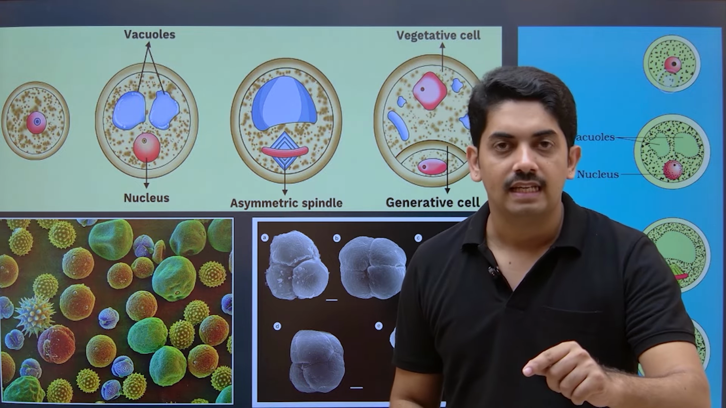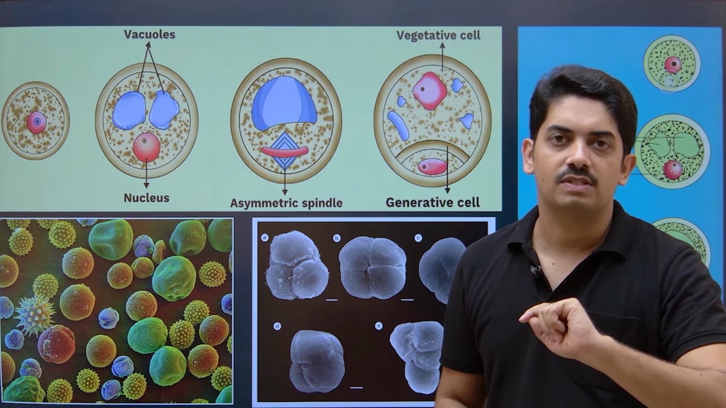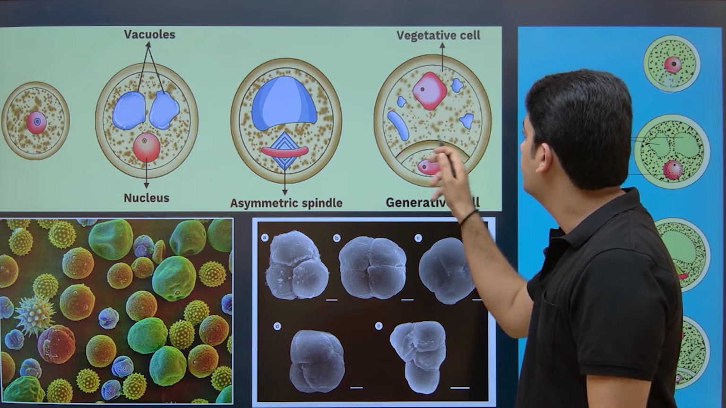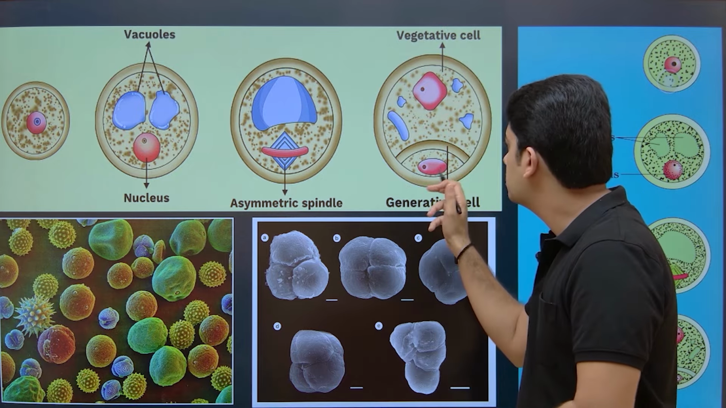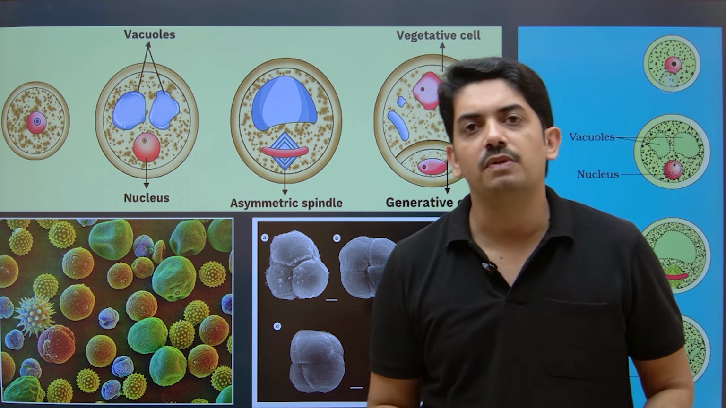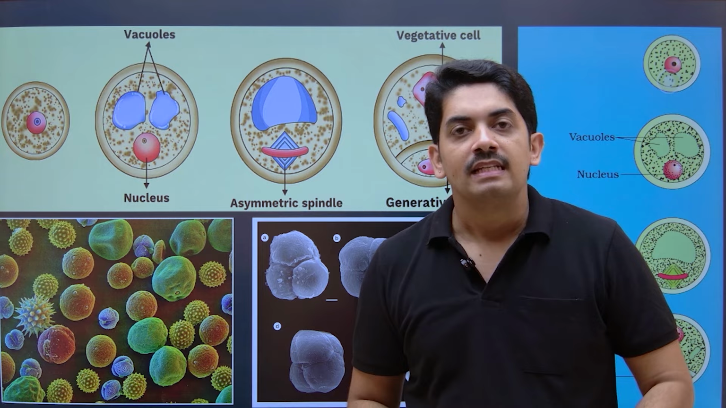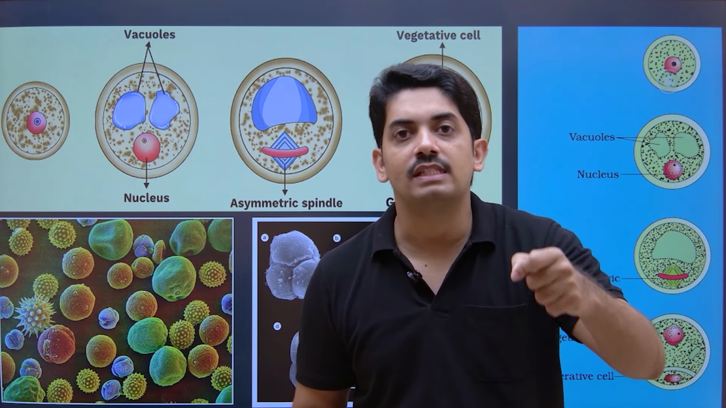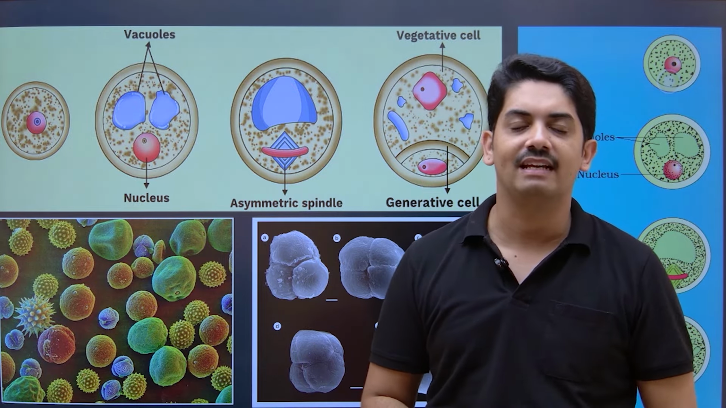The reason is the next forming cells are not of the same size, because one will become a generative cell and another will become a vegetative cell. They both have a nucleus, and one is small, another is large. In other words, there is one beautiful sentence given in your NCERT textbook. What they say: the generative cell floats in the cytoplasm of the vegetative cell. See how beautifully they have given.